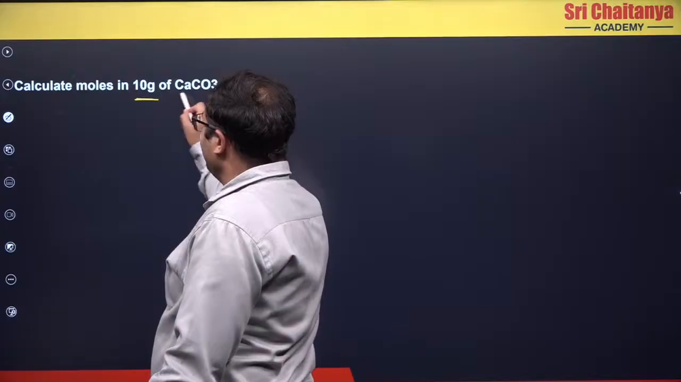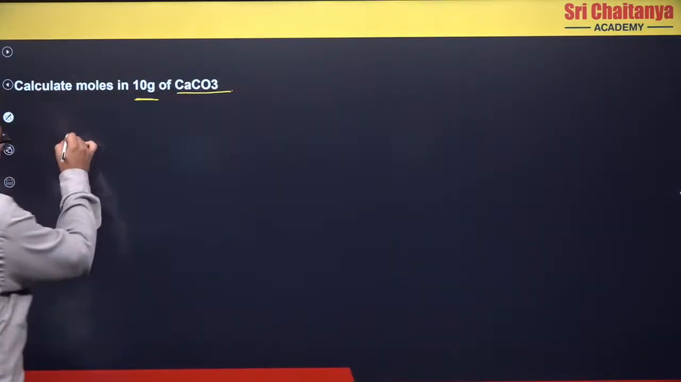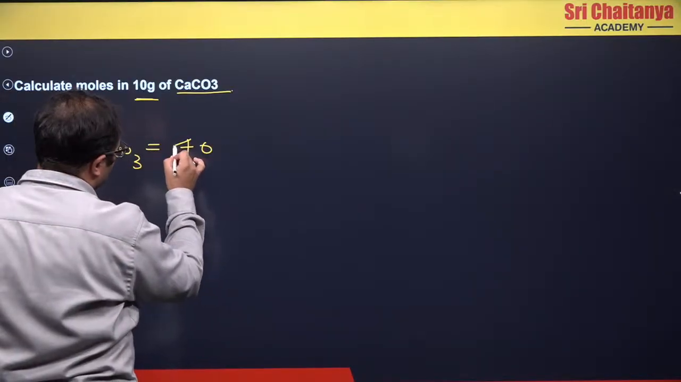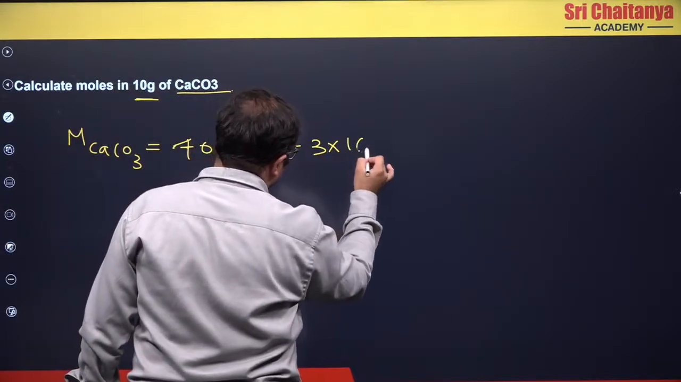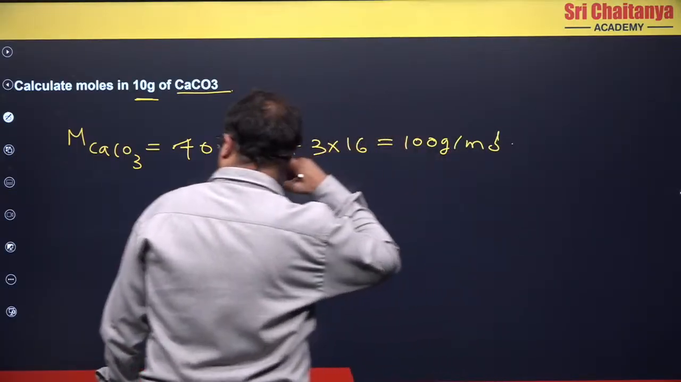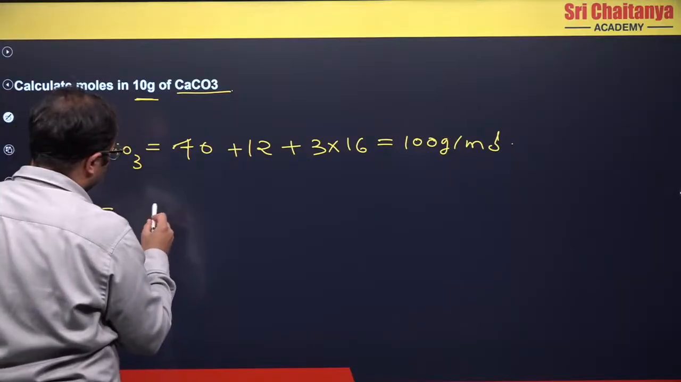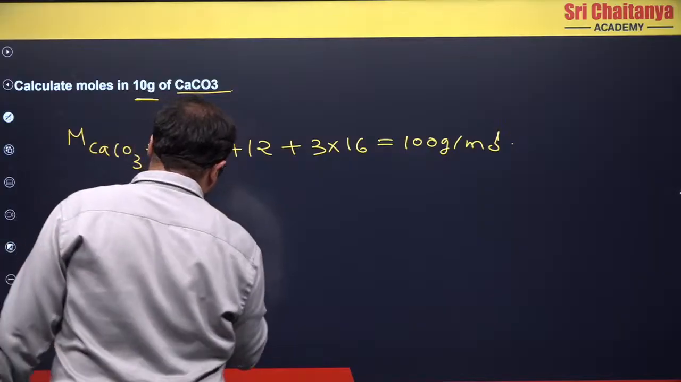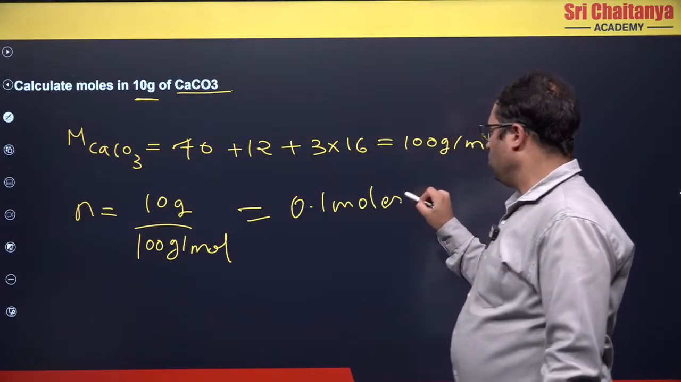Calculate the moles in 10 grams of calcium carbonate. So the first thing you have to do is calculate the molar mass of calcium carbonate. So calcium is around 40. Add it to carbon 12, 3 into 16. If you add it up, you will get around 100 grams per mole. Right? So the moles will be 10 grams by 100 grams per mole, which comes out to be 0.1 moles. Right?